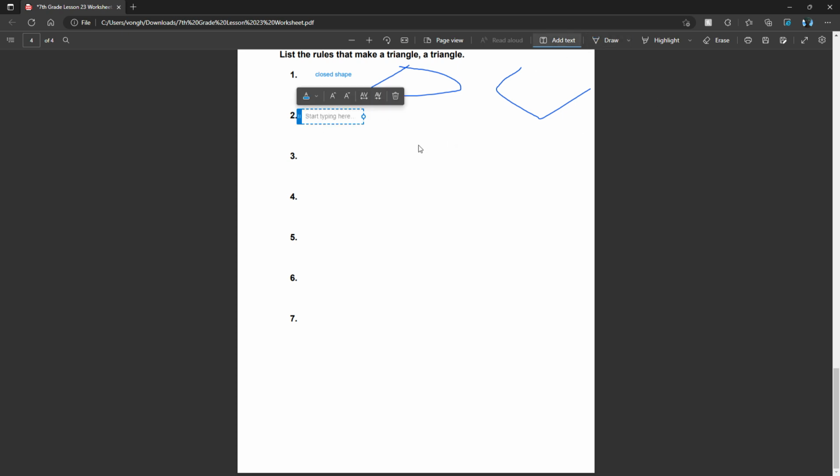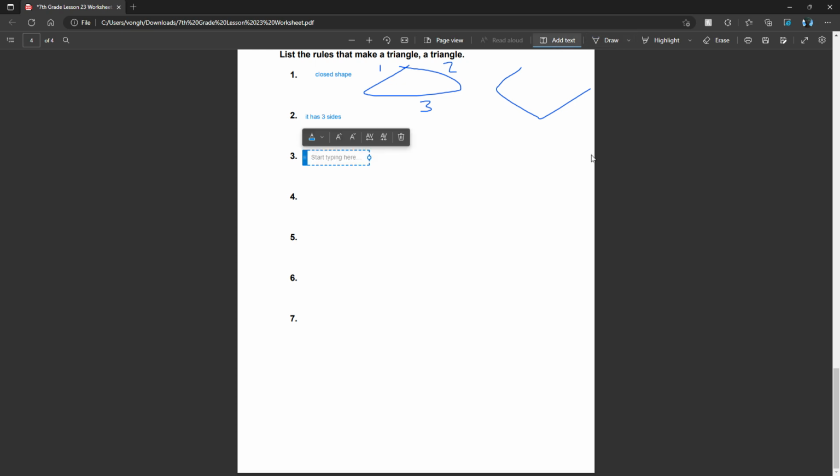The second rule is it's gonna have three sides. So yeah, a triangle has 1, 2, and 3 sides. So it can't have 4, it can't have 5. So a triangle has to have 3 sides.